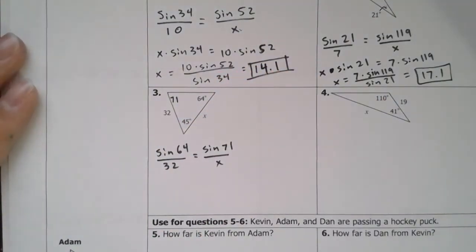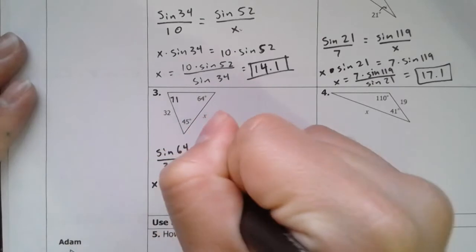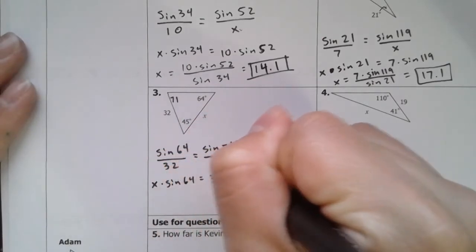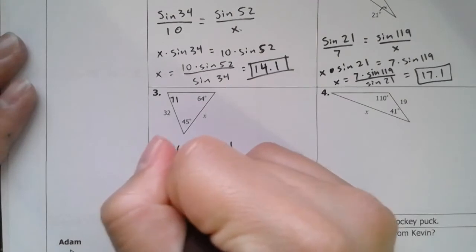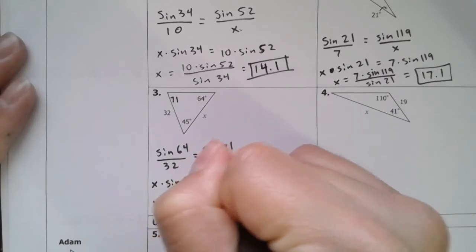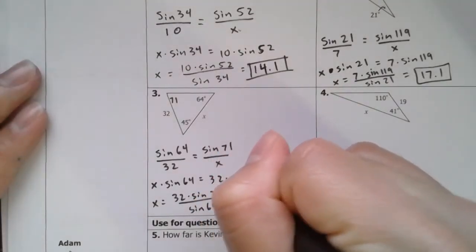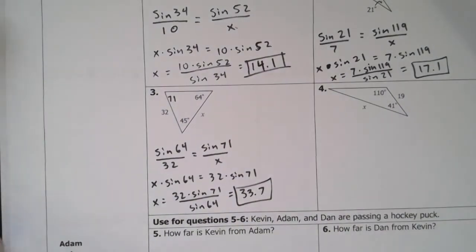And then you get x times sine of 64 is equal to 32 times sine of 71. And then you get x is equal to 32 times sine of 71 over sine of 64. And then put that in your calculators. You're going to get 33.7, and that's all there is to it.